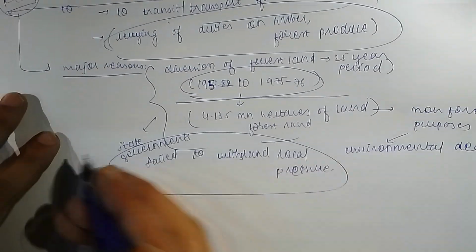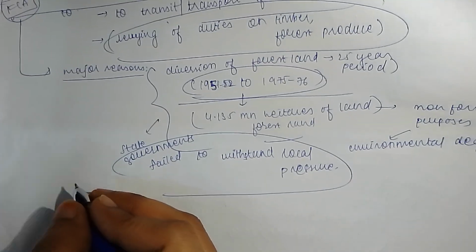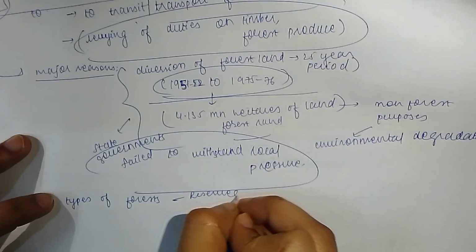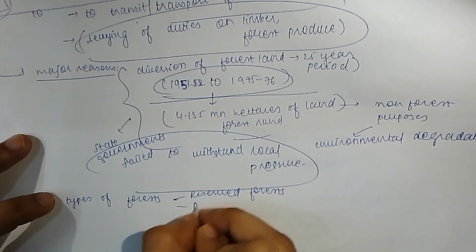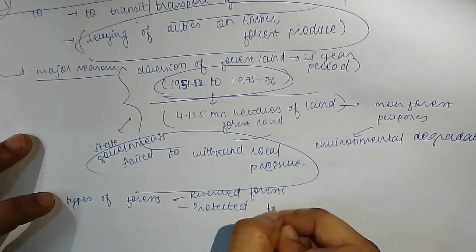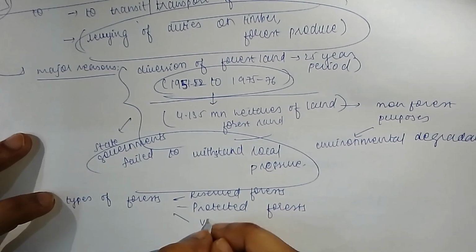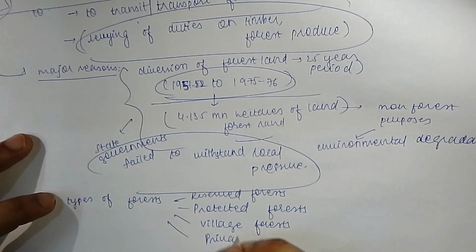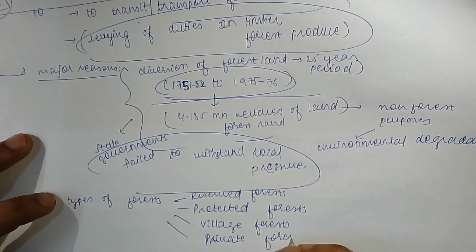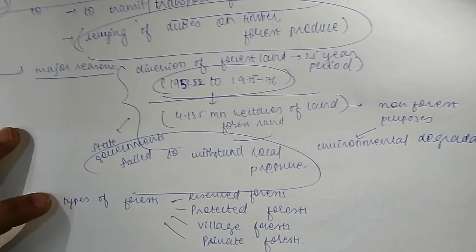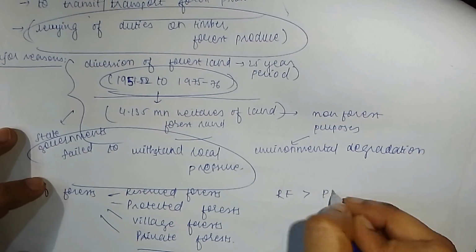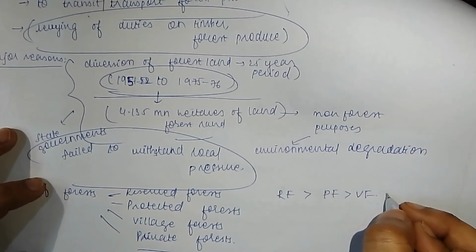And one thing is, this Forest Conservation Act basically talks about 4 types of forests. Okay? Reserved forests, protected forests, then village forests, I'll explain, don't worry, then private forests. With regards to the degree of protection, the reserved forests are greater than protected forests, which are greater than village forests.